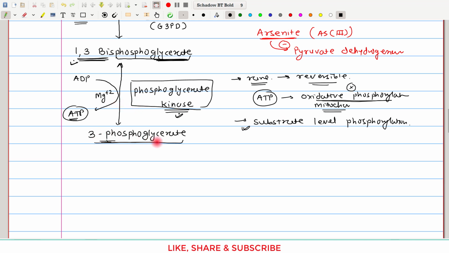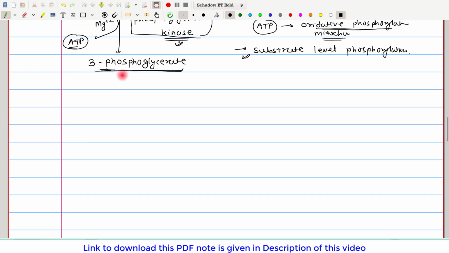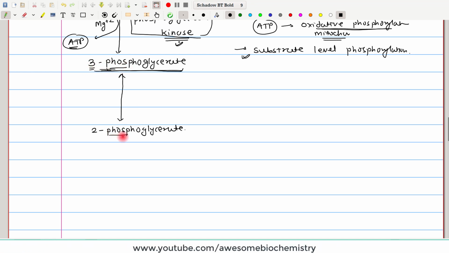Now, what will happen to this 3-phosphoglycerate? So, 3-phosphoglycerate gets mutated and reversibly is converted to 2-phosphoglycerate. Now, why did I use the word mutation? See, here the phosphate was on the 3rd carbon and it is getting shifted. Now, the phosphate is on the 2nd carbon of this glycerate. Okay, that's why I used the word mutated.